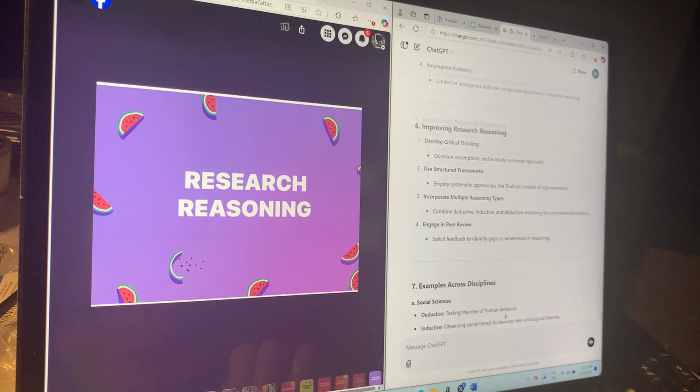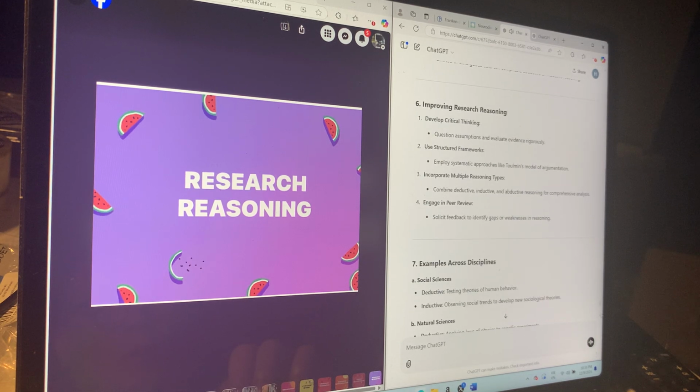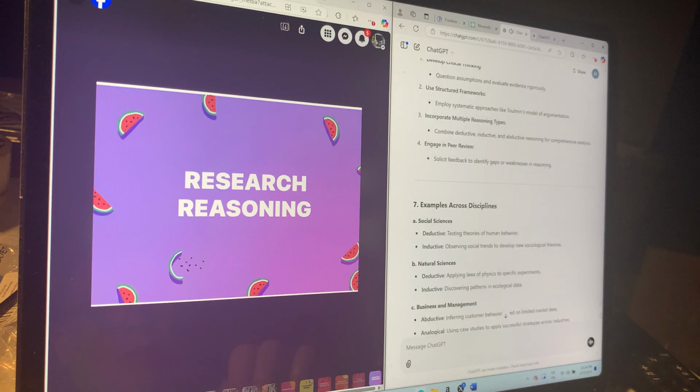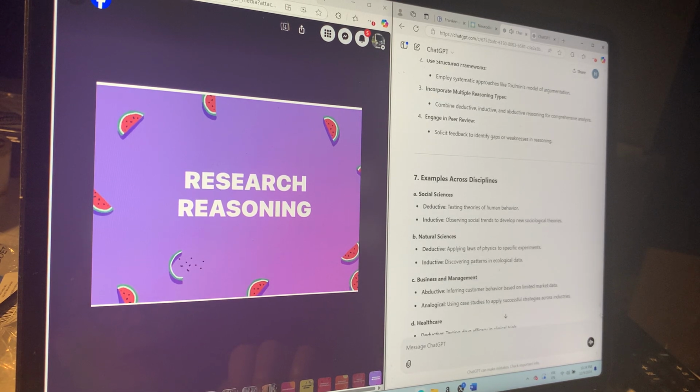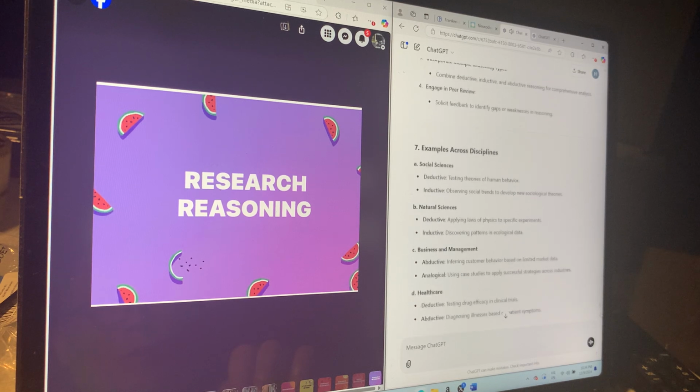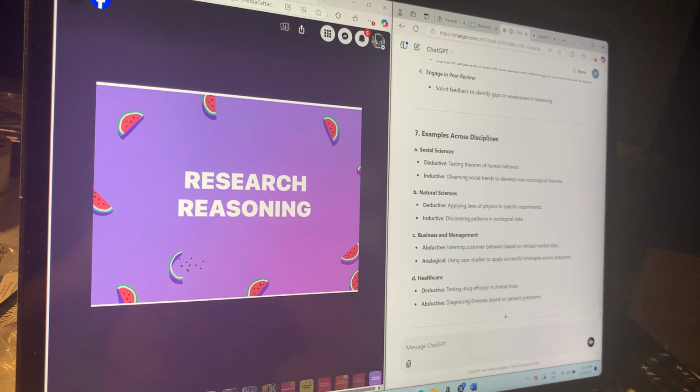7. Examples across disciplines. A. Social sciences. Deductive, testing theories of human behavior. Inductive, observing social trends to develop new sociological theories. B. Natural sciences. Deductive, applying laws of physics to specific experiments. Inductive, discovering patterns in ecological data.